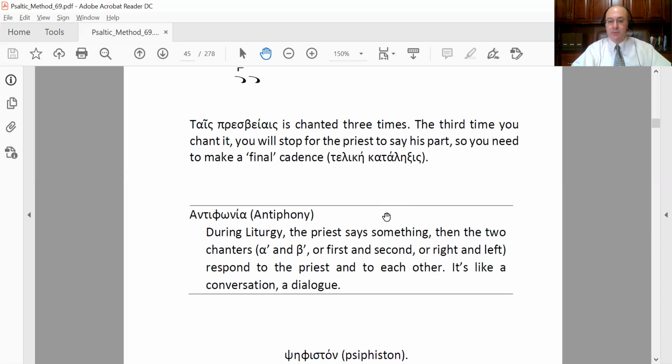Antiphonia, antiphony. Very important concept in the Greek Orthodox liturgical practice. During liturgy, the priest says something, then the two chanters, alpha and beta, or first and second.